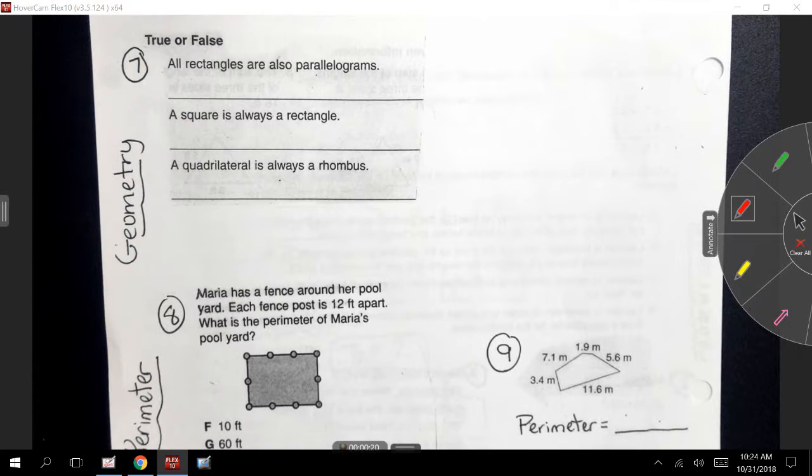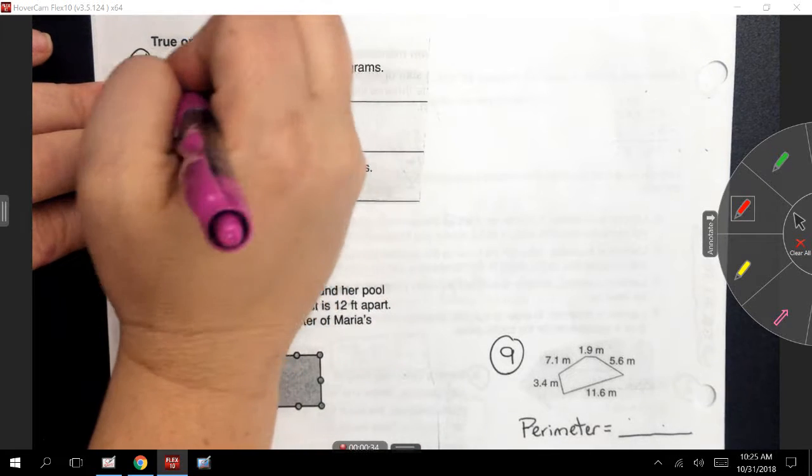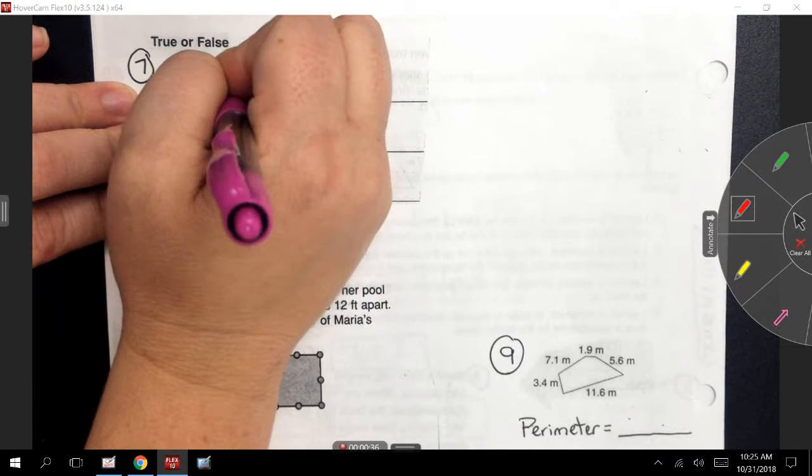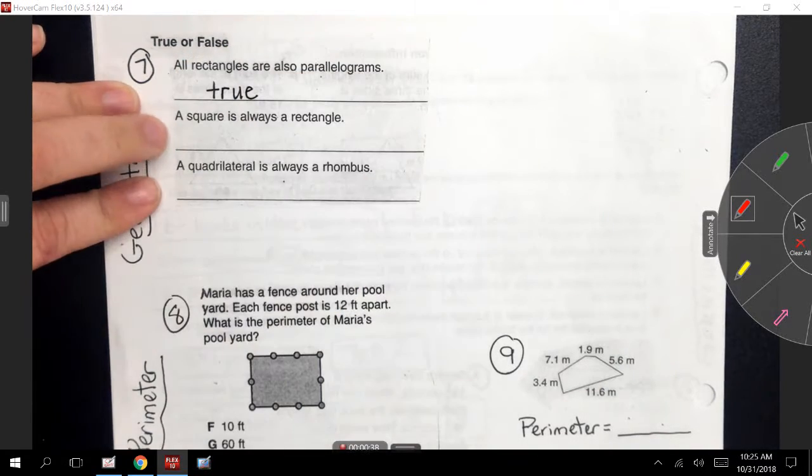So I did hear a bunch of trues coming out just now, all right? So let's talk about why that's true. A parallelogram means your top and bottom are parallel, they're going the same direction. My sides are parallel, they're going in the same direction. Does that describe a rectangle? Yeah, in fact, that does describe all of them. So yes, it is true.